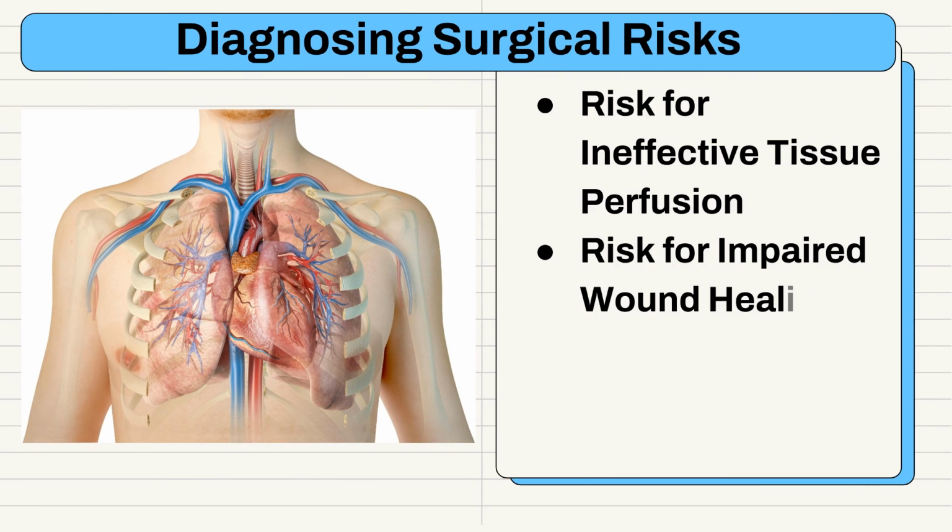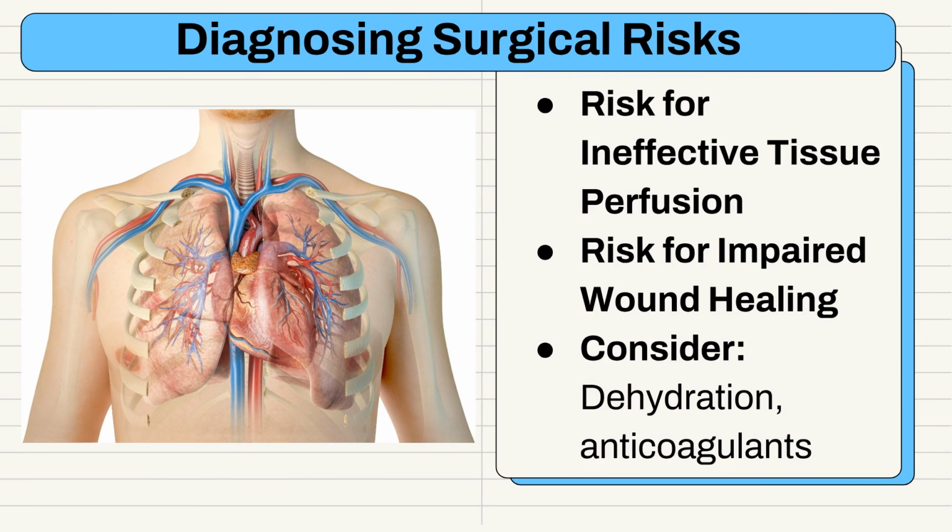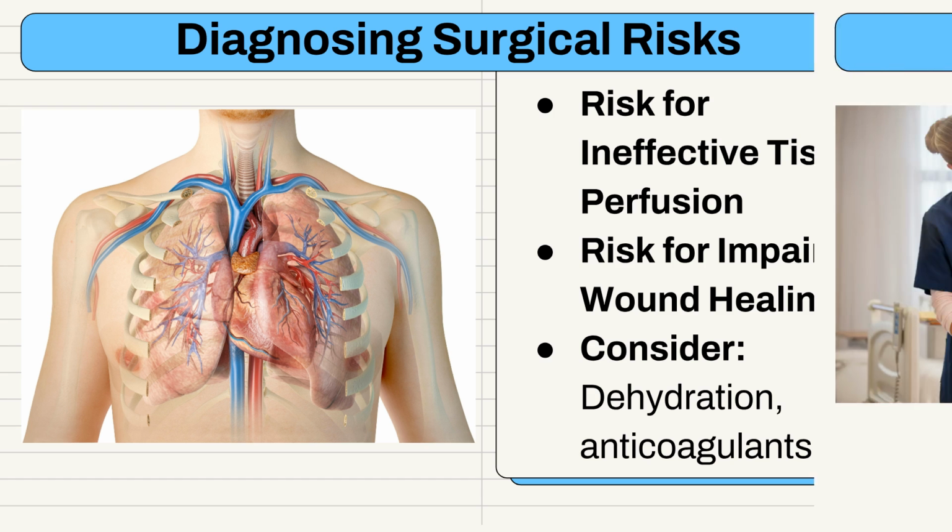Moving to diagnosis. Based on your assessment, identify nursing diagnoses. For a patient with a history of heart failure, you might use risk for ineffective tissue perfusion due to potential intraoperative blood loss. Or, for an obese patient, risk for impaired wound healing because excess weight stresses incisions. Consider risk factors like dehydration, malnutrition, or medications like anticoagulants, which can cause bleeding. For example, a patient on warfarin needs careful monitoring to avoid hemorrhage. These diagnoses guide your care plan, so think critically.